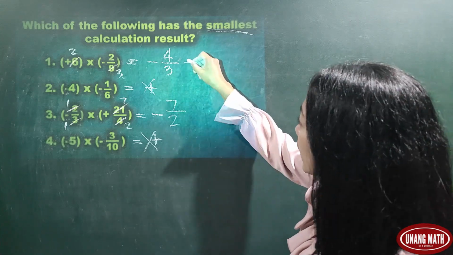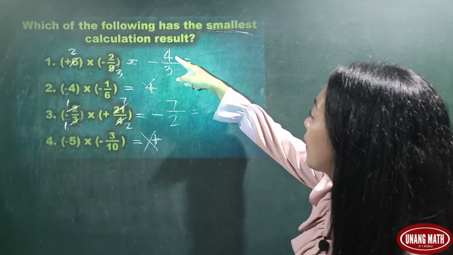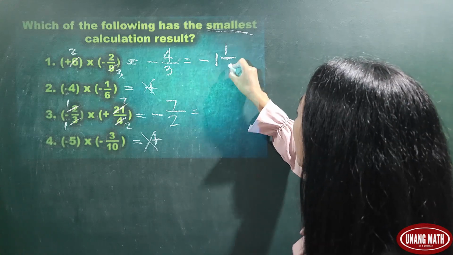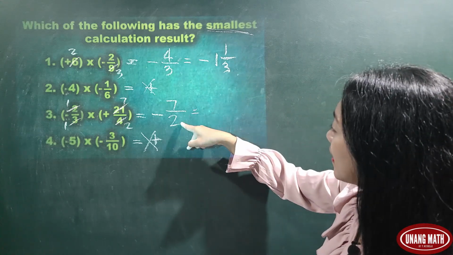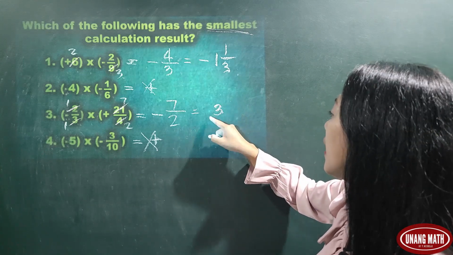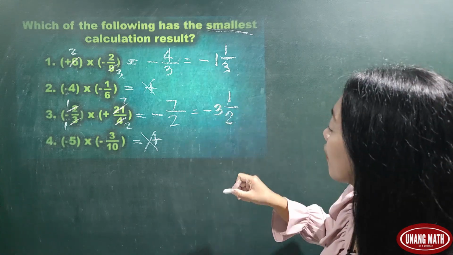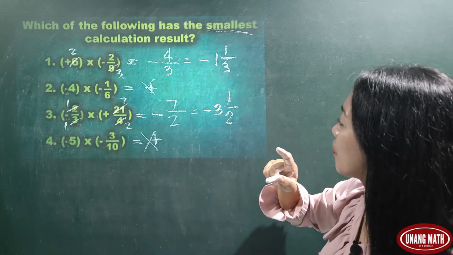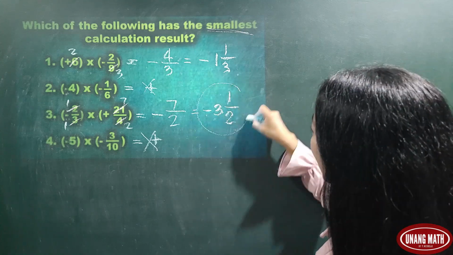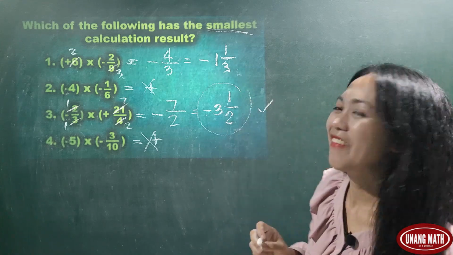If we convert these two improper fractions to mixed numbers, this is negative 1 and 1 over 3, and 7 over 2 is equal to 3 and 1 over 2. So it's negative. Which has the smallest calculation result? Negative 3 and 1/2 is smaller than negative 1 and 1 over 3. So the answer is number 3.